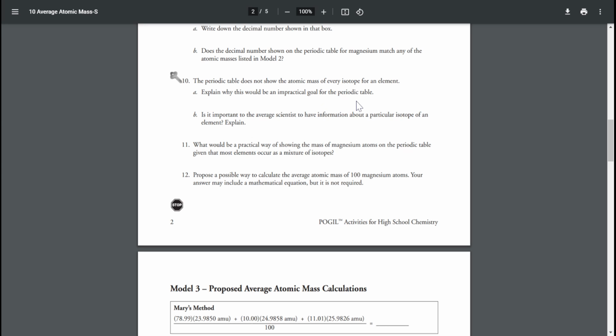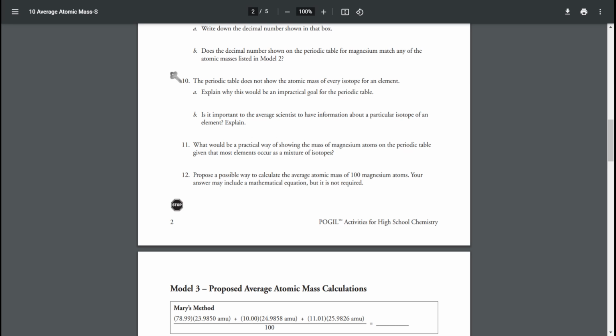Well, that could be a whole lot of information that you need to squeeze into one little square, and it's not really a particular type of information that you would need at all times or just quick find in a periodic table. That seems like something that you would need for a few uses, and therefore you can find it somewhere else. And is it important to the average scientist to have information about a particular isotope?